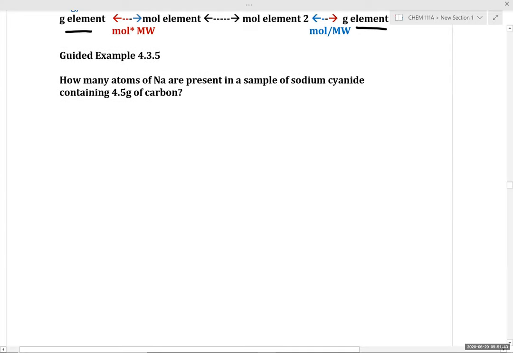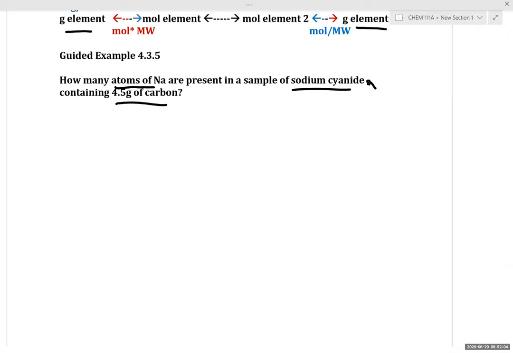In this question, we're asked how many atoms of sodium are present in a sample of sodium cyanide containing 4.5 grams of carbon. We're not given the formula explicitly, but if we know the name, we can certainly figure out the formula. Would someone like to volunteer, either verbally or in the chat, and provide me the formula for sodium cyanide?